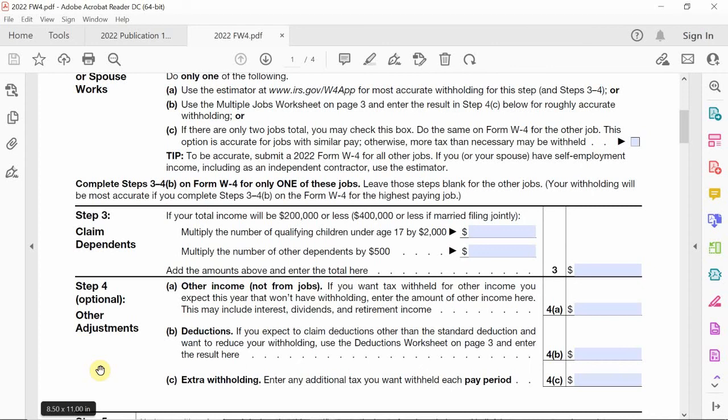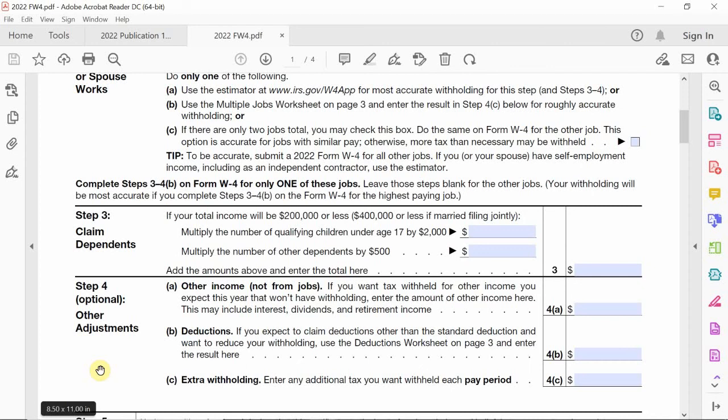Now, of course, we all know a child does not cost $2,000 per year. They cost way more than that. But what the government is saying is this is the bare minimum that they can cover, or that they can allow you to collect up to $2,000 for that individual.